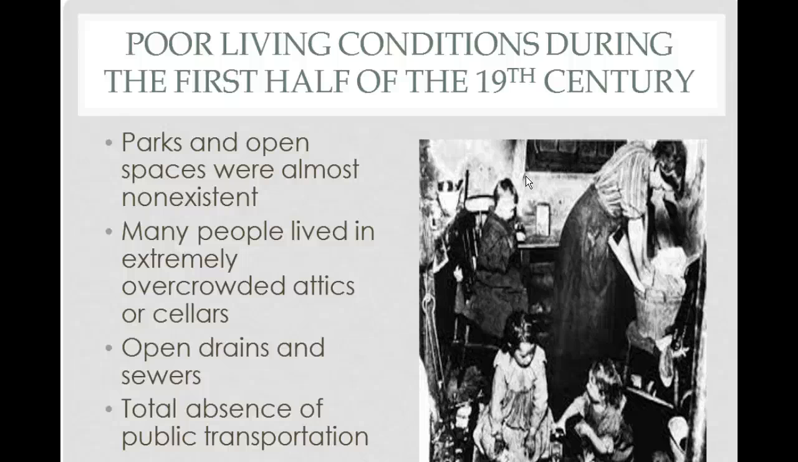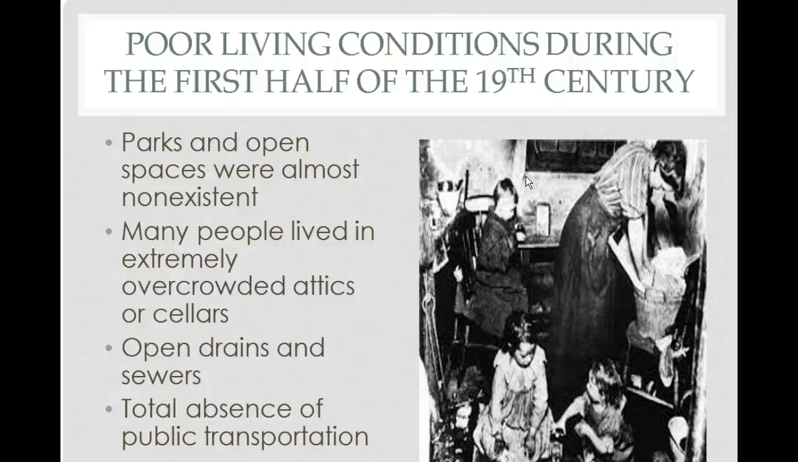So, poor living conditions during the first half of the 19th century. Remember, things get better. So only during the first half are we like, ooh, that's bad. In this part, we are going to see that the fast industrialization and urbanization is going to be answered with some reform programs. So we'll see parks and open spaces, which at the beginning are non-existent, but by the end of this lecture, we start to see those green spaces in cities.